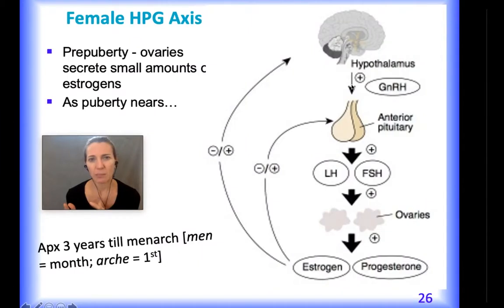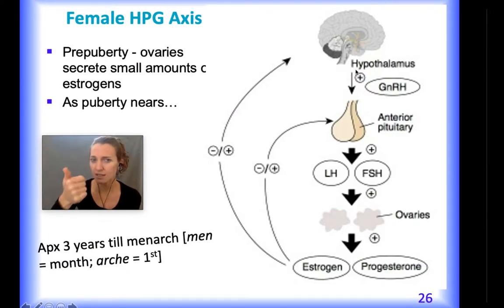So thinking about this HPG axis over the course of development, before puberty, ovaries are going to secrete small amounts of estrogens, and those estrogens, just as depicted here, will kick back and allow for only a small dose to be maintained. Now, as puberty nears, similar to what we saw in males, you see that the hypothalamus becomes less sensitive to those estrogen levels. So it starts demanding that more is made. So that set point, it's homeostasis, right? So the set point for estrogen and progesterone is going to go up a little bit.